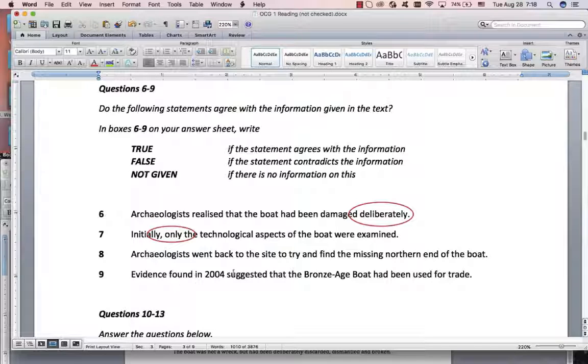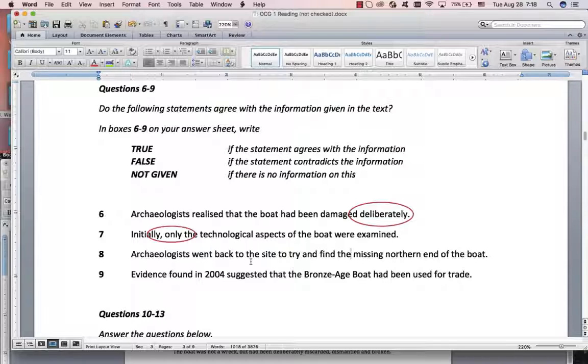Right, next one. The archaeologists went back to the site to try and find the missing northern end of the boat. This one is slightly more difficult because there's no clear language. Maybe some students will think they will change northern to southern to eastern. Not in this example. This is just one big noun phrase. It's scanning language. What they're asking here is, did they or did they not? And that's a common true, false, not given question. Did it happen or did it not happen?